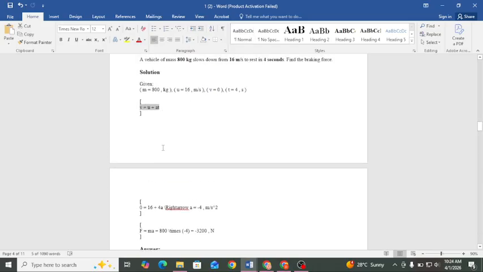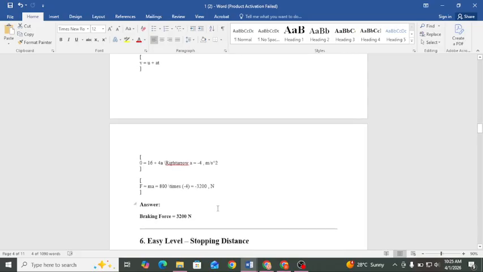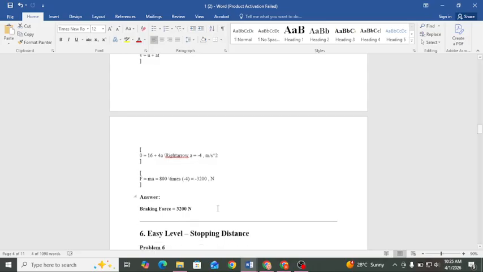So when we use this, the given values are u is 16, mass, acceleration, and the t value. The given time is t equals 4 seconds. With the help of the calculation, the acceleration comes out as minus 4 meter per second square. So we calculate the force: 800 into 4 minus 4 is minus 3200 Newton. The braking force is 3200 Newton.